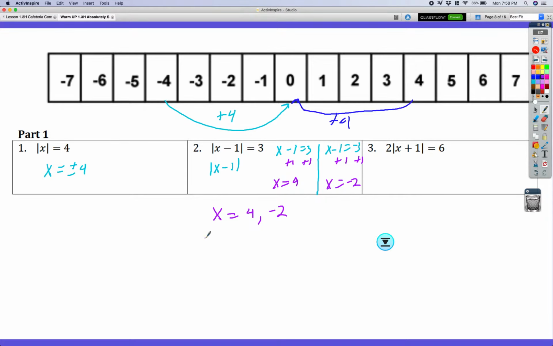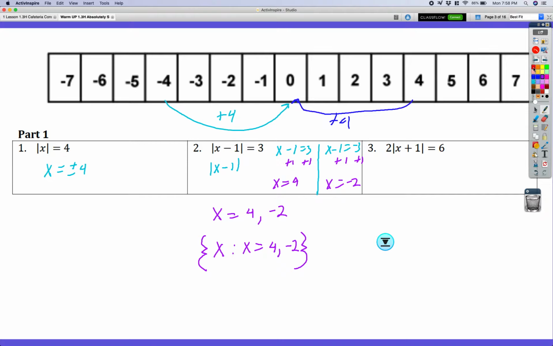Okay. They also have a different notation where it looks like a little fancy bracket, x such that x is equal to 4, comma, negative 2. That's the other way you might see it.